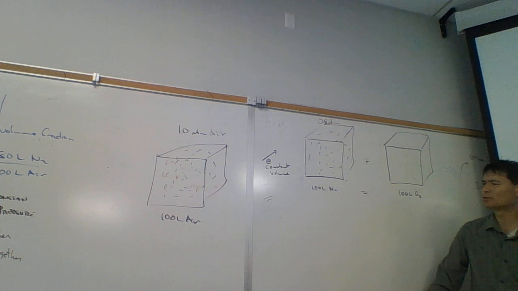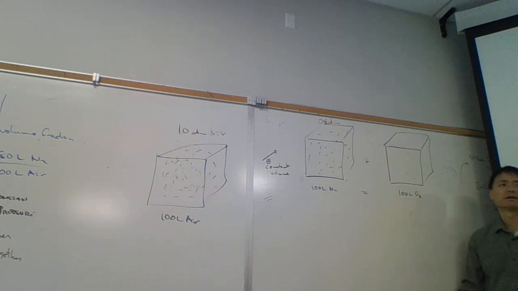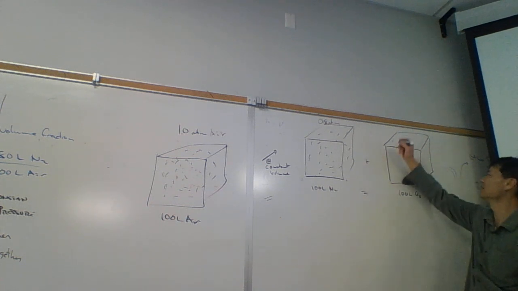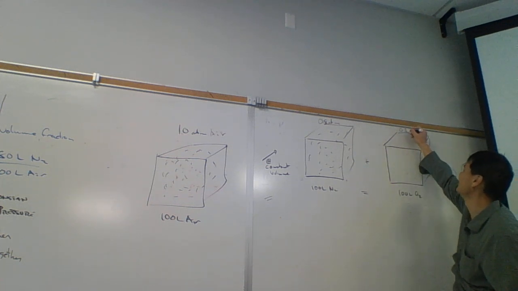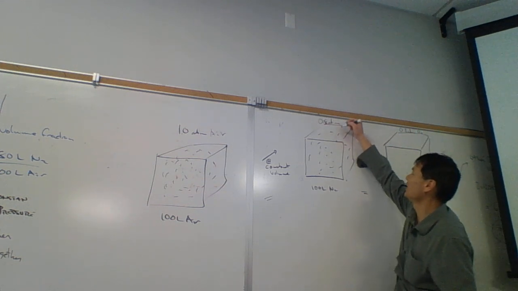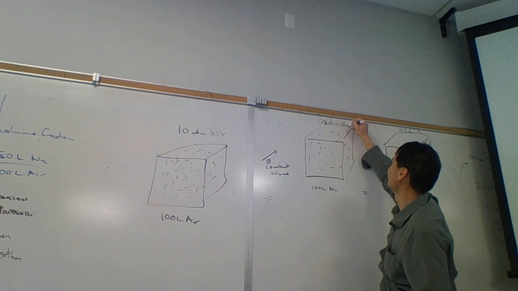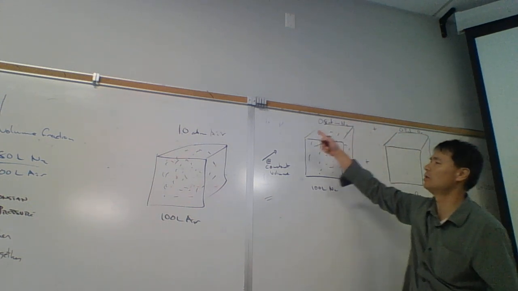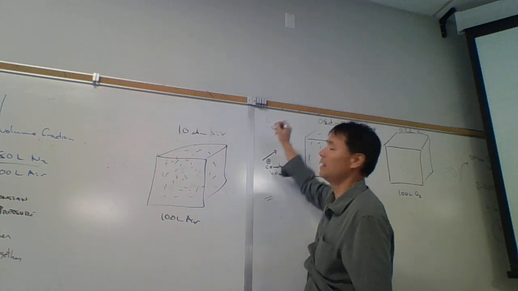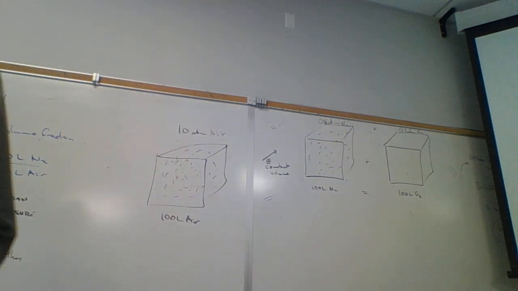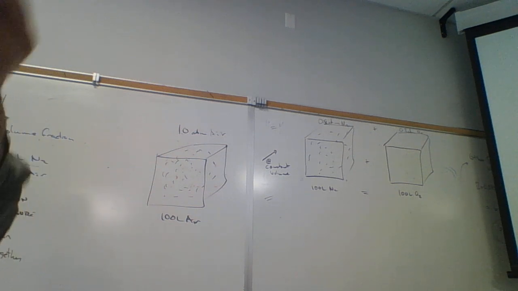Well, what happened to the other 20%? They're in this box. But this box has 80% of the molecules missing, and it only has 20% of the molecules there, so it's 0.2 atmospheres of oxygen. And so 0.8 atmospheres of nitrogen plus 0.2 atmospheres of oxygen equals 1 atmosphere of air. And so this is Dalton's. Dalton says we just add up the pressures like this.